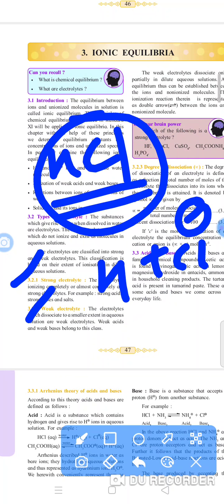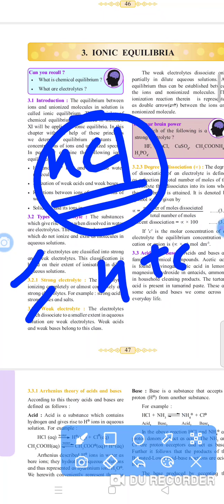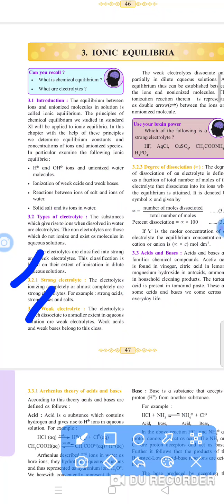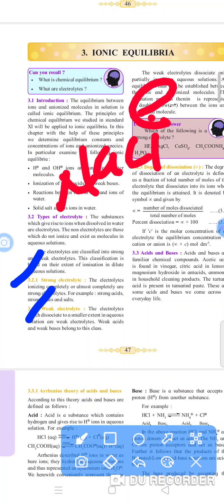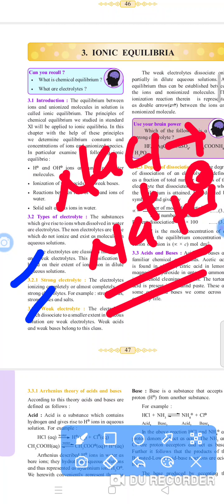And another example, salt. For example, NaCl. NaCl is a strong electrolyte. Why is it a strong electrolyte? Because it dissociates, it ionizes completely into Na plus and Cl minus when dissolved in water. Therefore NaCl is a salt, and this is a strong electrolyte because it completely dissociates into Na plus and Cl minus ions.